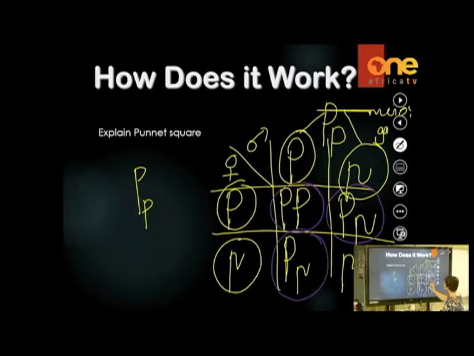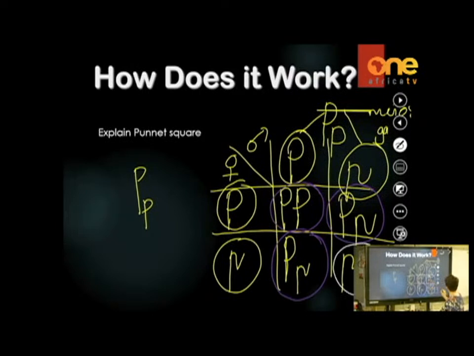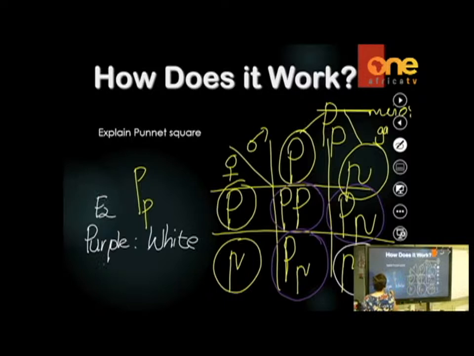So I have 1, 2, 3 purple flowers. And 1 white flower. So my ratio purple to white in my second generation, my F2 generation, will be 3 to 1.